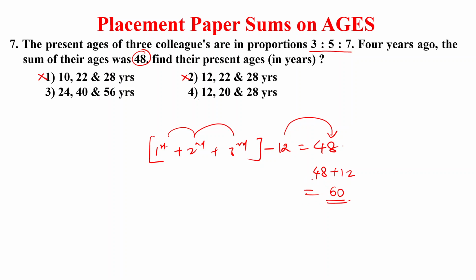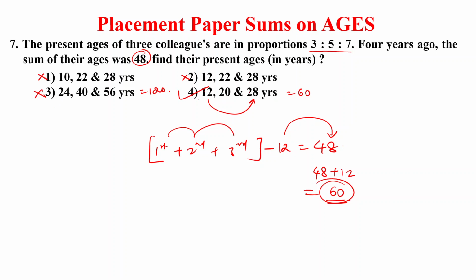So look for the option where the sum of those three numbers is coming as 60. If you add 12 plus 28, what is that? 2 plus 8 is 10, and 1 plus 2 is 3 and 1 is 4. So 40 plus 20 is 60. However, if you try doing this, it will come 120, double of that. So this is the right answer and this is the wrong answer. Got it?